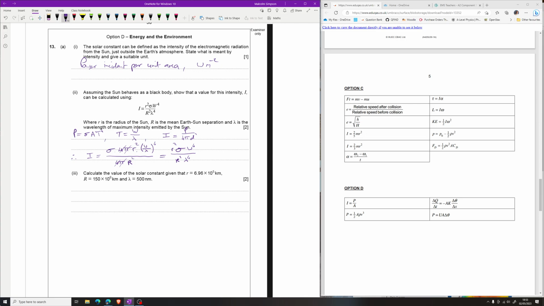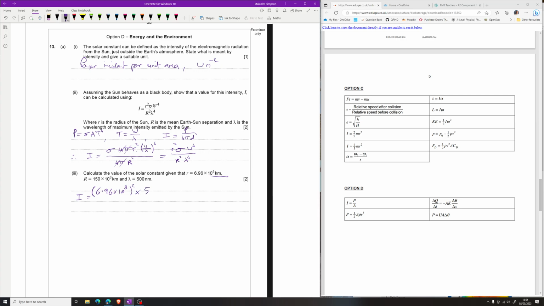Calculate the value of the solar constant given that r is equal to that, and big R is equal to that, and lambda is equal to that. 2 marks for this, but I mean, really, it just seems like a direct substitution, surely, but I don't know. Be a bit careful. That many kilometers. We want to use meters, really. Technically, because we've got r squared over R squared, it's actually not gonna matter, but I am gonna put it in meters anyway, just because that's what I do.